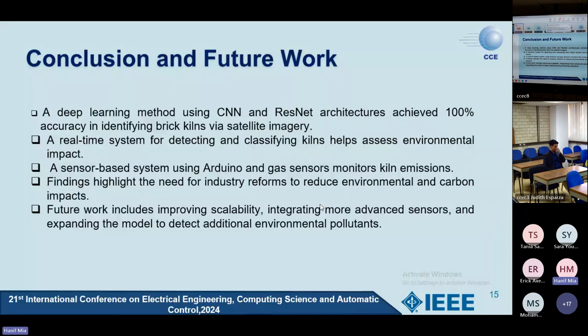In the conclusion, a deep learning method using CNN and ResNet architectures achieved 100% accuracy in identifying kilns by satellite imagery. A real-time system for detecting and classifying kilns helped assess environmental impact. A sensor-based system using Arduino and gas sensors monitored kiln emissions, with findings highlighting the need for industry reform to reduce environmental and carbon impacts. Our future work includes improving scalability, integrating more advanced sensors, and expanding the model to detect additional environmental pollutants.